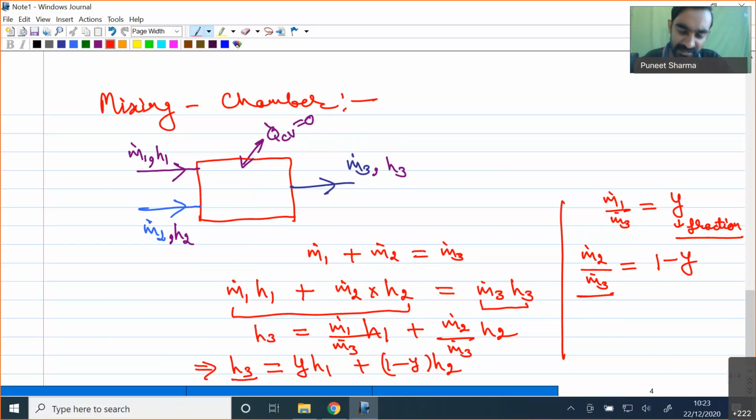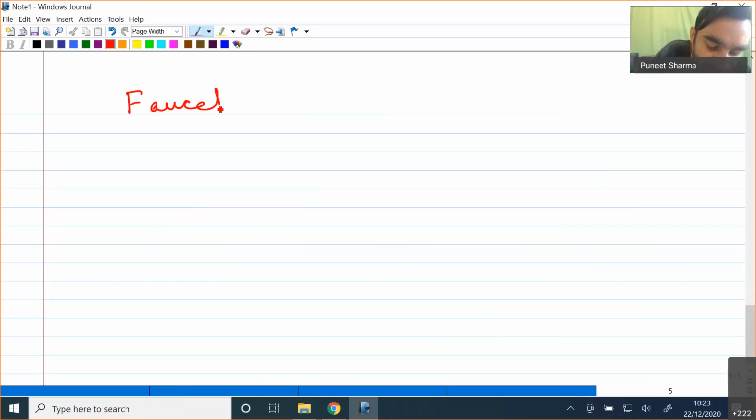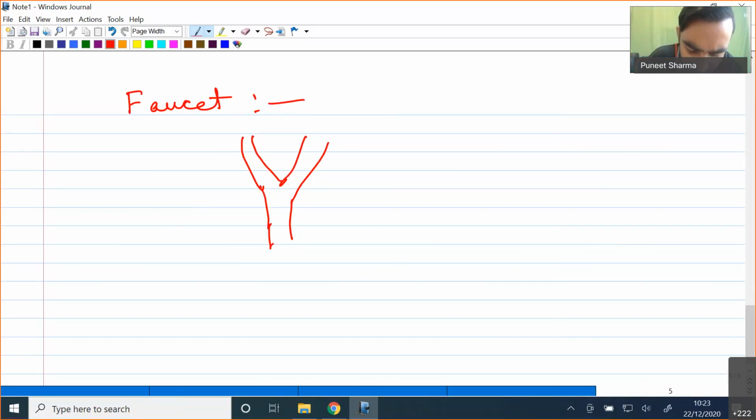Okay, so a weighted mass average of the enthalpy is associated with each of the streams. Now, what is the typical example? If you go to your kitchen or bathroom, you will find a faucet, where we have a hot stream and a cold stream. These two are joining, and finally we get some desired temperature of the water.